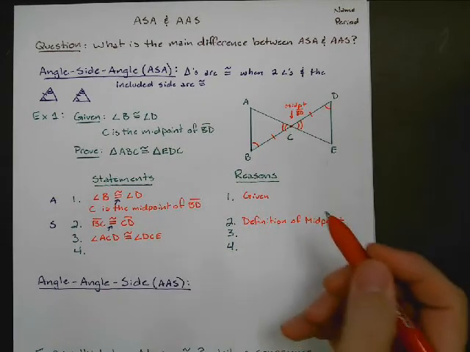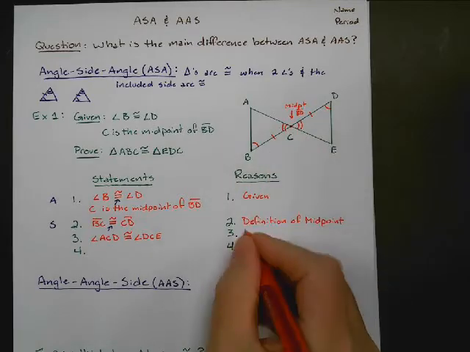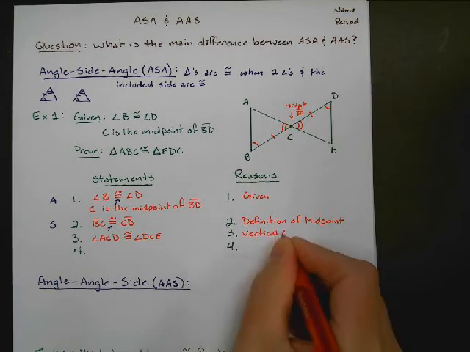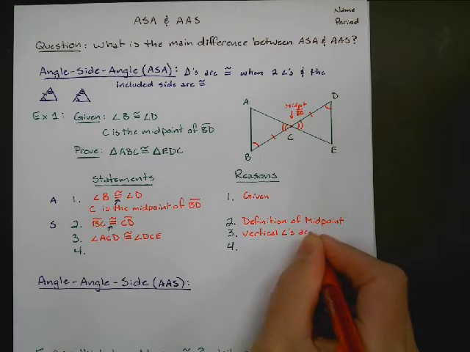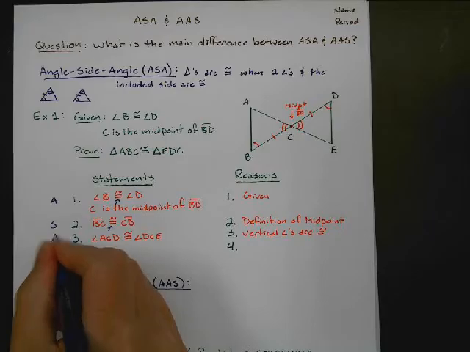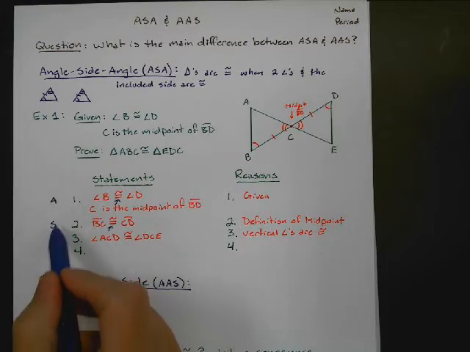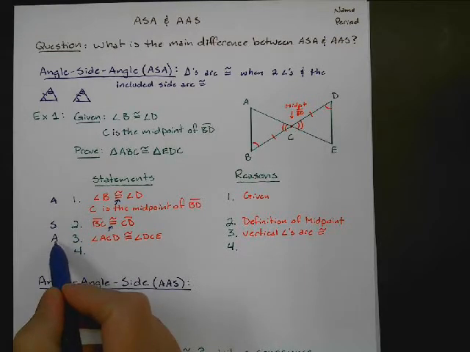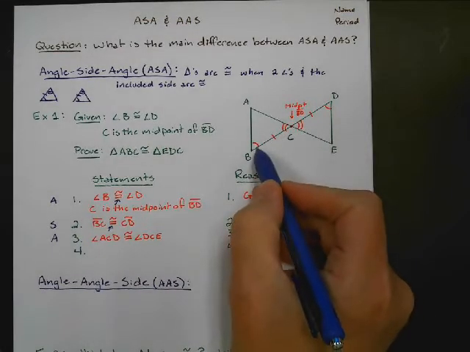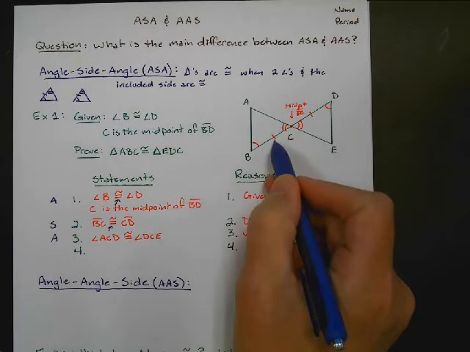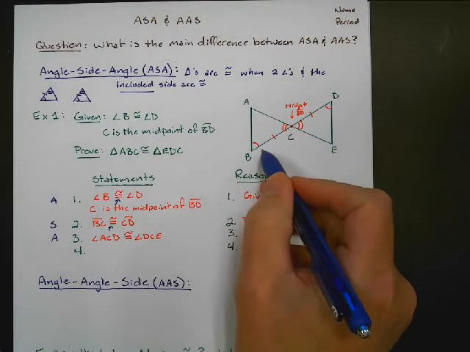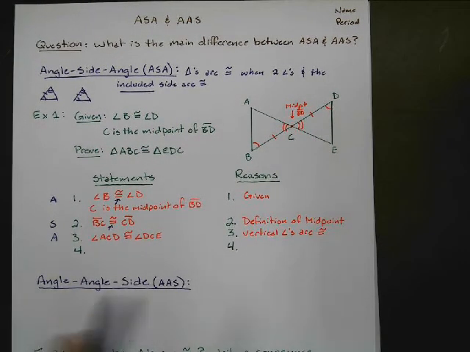And the reason why I know that is we just said those are vertical angles, so vertical angles are congruent. All right, now keeping track over here, I've got angle, side, angle. That is enough to prove that those two triangles are congruent, because look, I've got two angles and the included side. Included, meaning it's the side right in between those two angles. So now I can say those triangles are congruent.